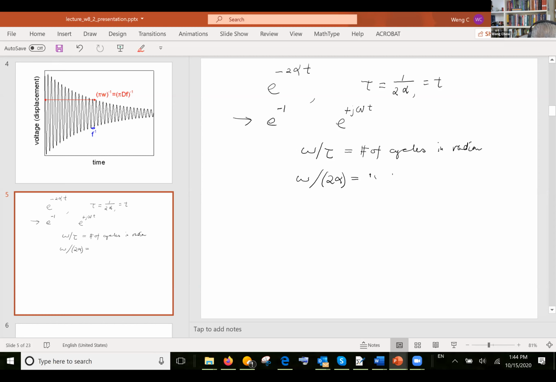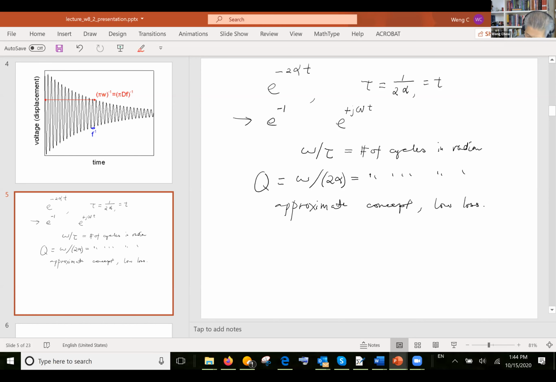Okay, this is the number of cycles in radians before it decays, and this is what a Q is. Q is the number of cycles in radian of a sinusoidal signal, or decaying sinusoidal signal, before it decays to 1 over e of its original value. Okay, that is what the Q is. And this is an approximate concept, which is good for low loss. Okay, are there any questions so far as to what the Q is?